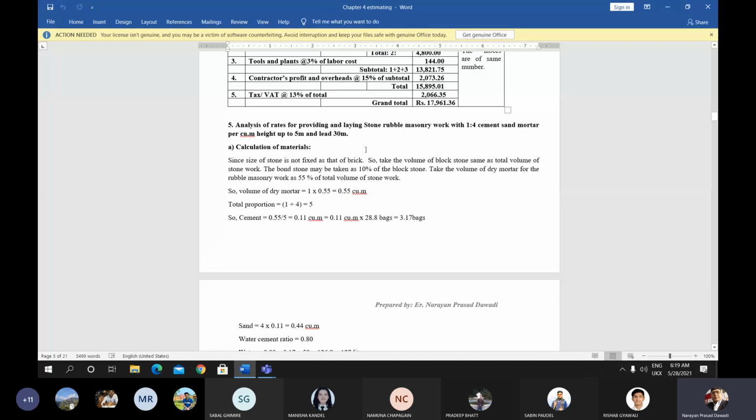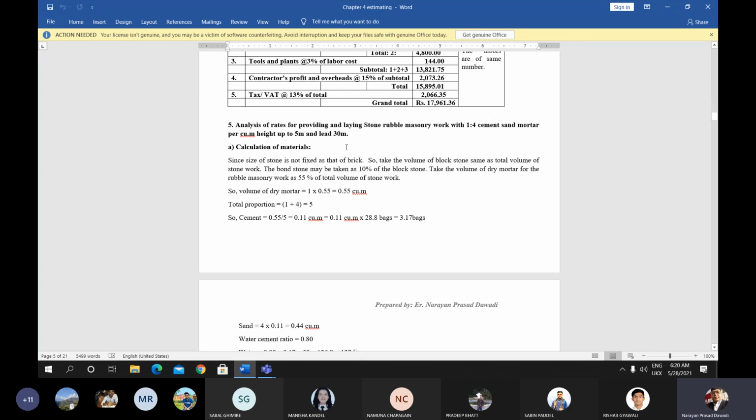This rubble masonry or random rubble masonry is laid with cement mortar of 1:4 proportion. The height of the stone wall is up to 5 meter, and the material is taken from the site or the stocking place, which includes carrying of material for the original distance of 30 meter. It includes all these things, and the material should be carried up to the height of 5 meter.